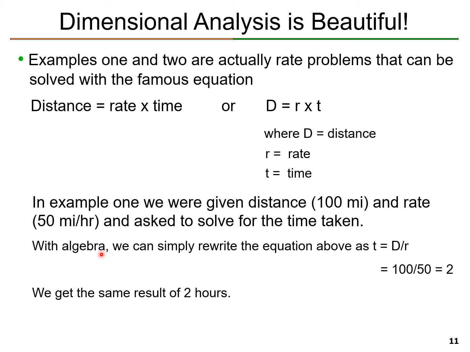Now, with algebra, we can simply rewrite this equation here. We can solve this equation for time. So if I divide the left side and the right side by rate, rates cancel out on the right side, and on the left side, I'm left with distance divided by r, which is rate. So the time that it takes is equal to the distance divided by the speed or rate. The distance was 100 miles. The speed was 50 miles per hour. 100 divided by 50 is equal to 2. We get the same result of 2 hours that we got using dimensional analysis.